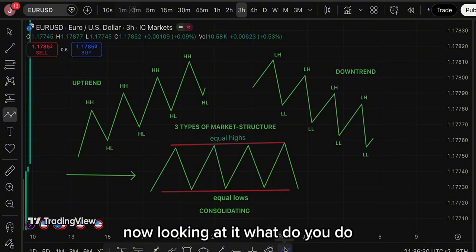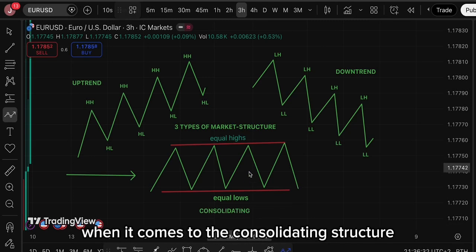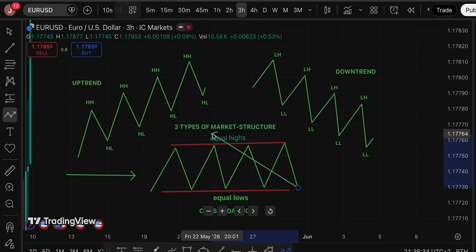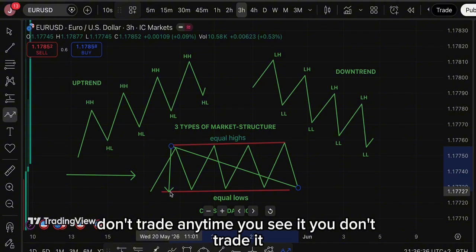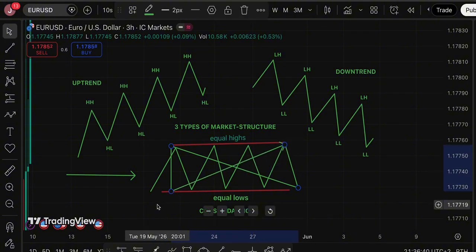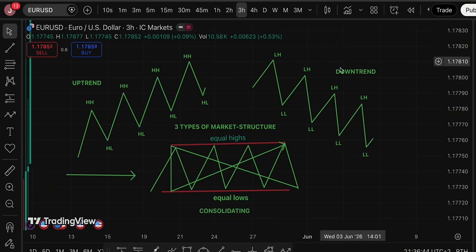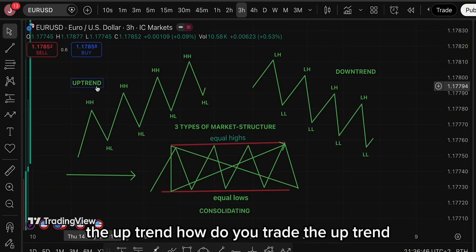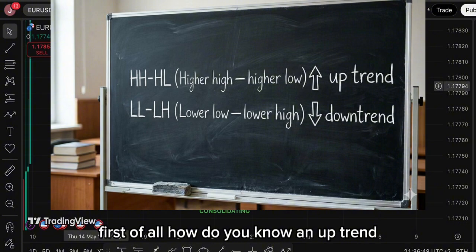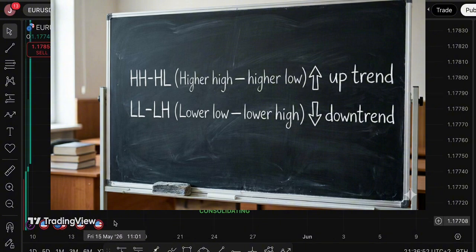Now, looking at it, what do you do? When it comes to the consolidating structure, you don't trade this. Anytime you see it, you don't trade it. Now, what do you trade? You trade the uptrend and the downtrend. The uptrend, how do you trade the uptrend? First of all, how do you know a valid uptrend?